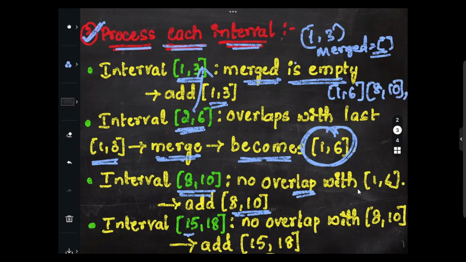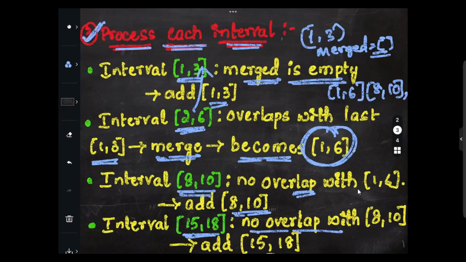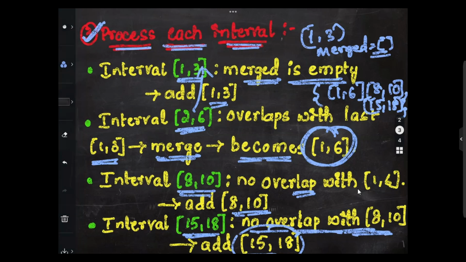The next step here is interval 15 comma 18, the last one. We have already considered 8 comma 10. The last one is 15 comma 18. It doesn't overlap with 8 comma 10. So we will add 15 comma 18. Now we have added 15 comma 18 to the list as well. Now we have successfully added 1 comma 6, 8 comma 10 and 15 comma 18.